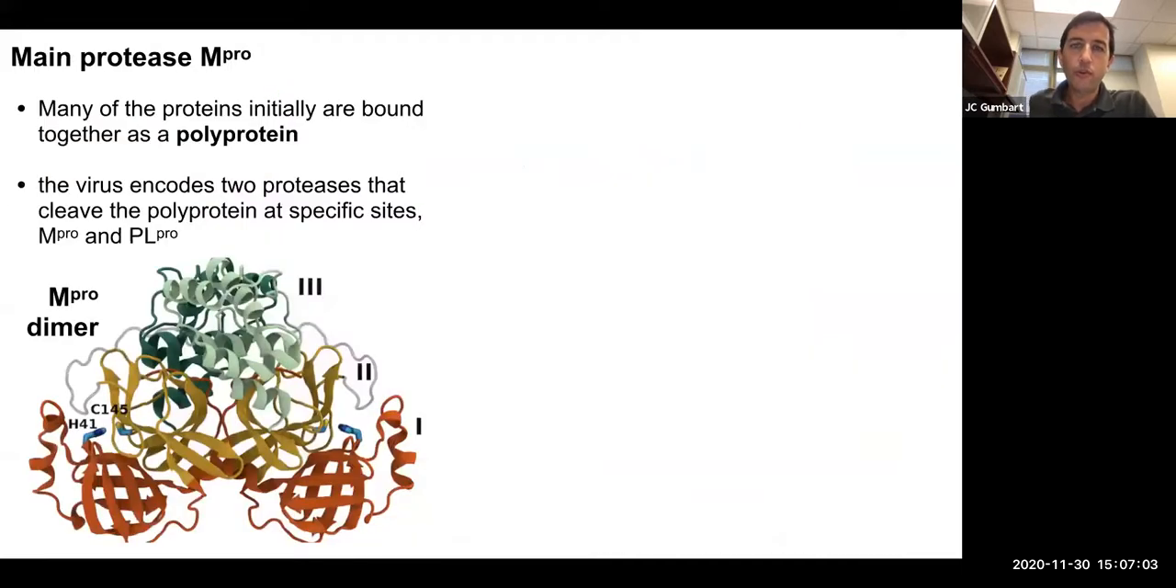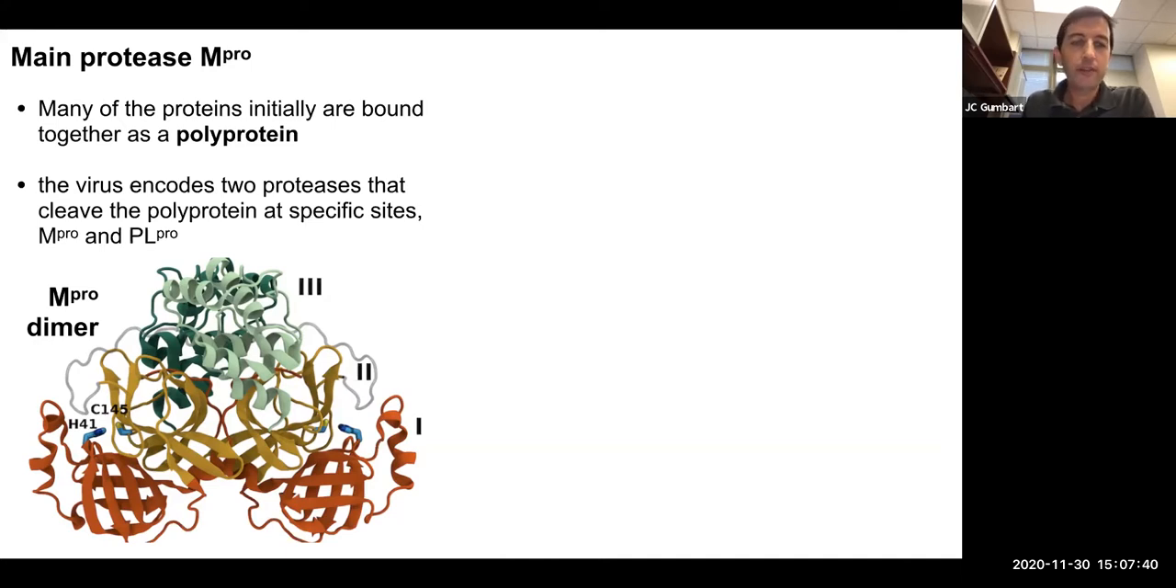Okay, so talking about the translation and protein processing step. It's actually pretty interesting that many of the proteins of the SARS-CoV-2 virus are initially produced as a so-called polyprotein. So rather than producing one at a time, a bunch of them are in sequence together. And in order to break these up, the virus also encodes two proteases to cleave this polyprotein at specific sites, named MPRO or main protease and PLPRO.